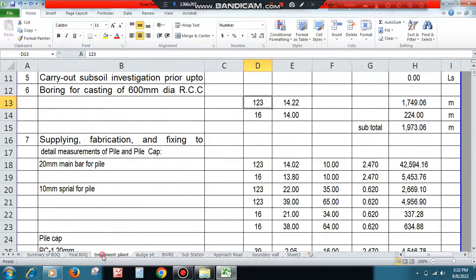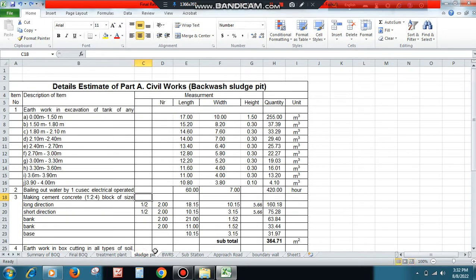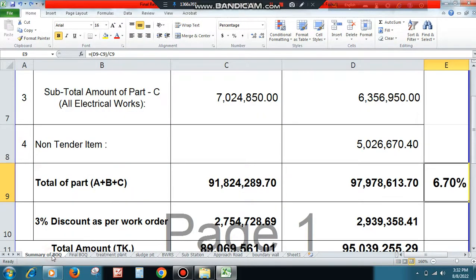So every cell is linked by detailed measurement, and detailed measurement is calculated by formula of Excel. It is very useful to monitor the work and the calculation of the final bill.